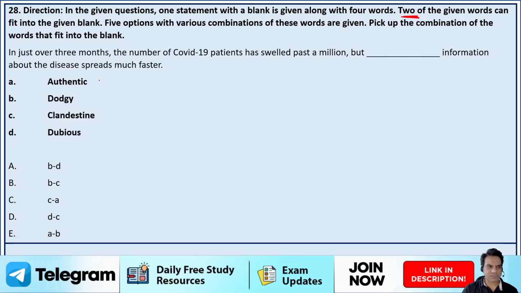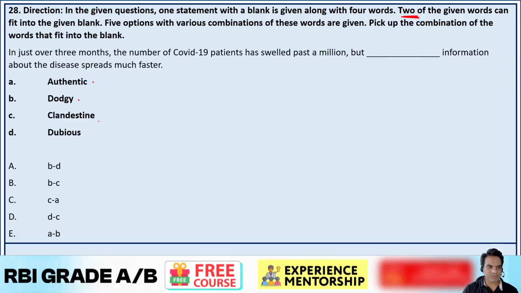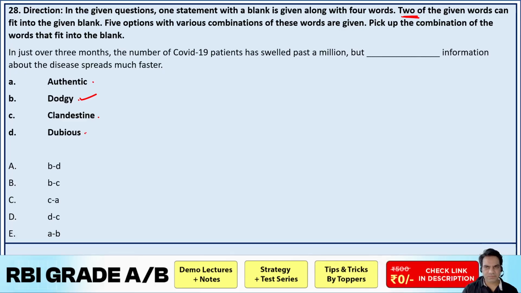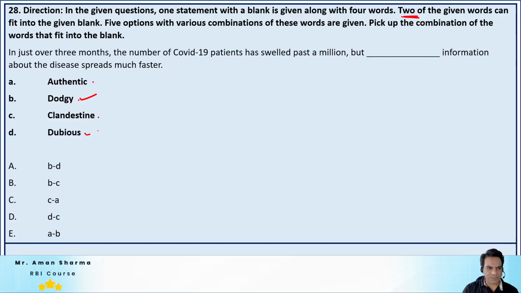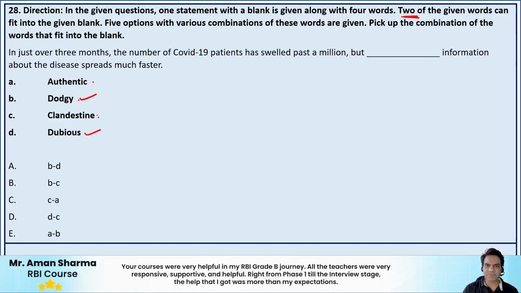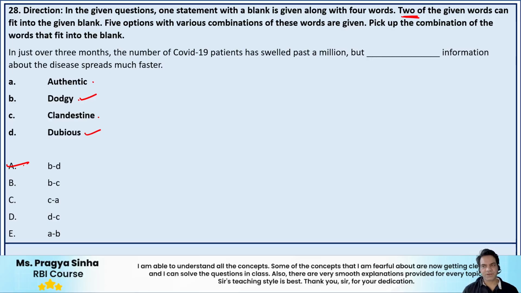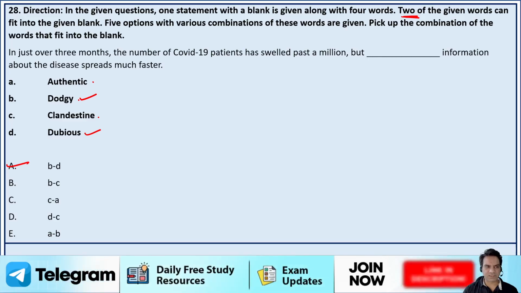But dash information: authentic information, dodgy information, clandestine information, dubious information. Yes guys, dodgy is fake information, and dubious is again wrong information. Clandestine is something which is hidden. Authentic is real. So B and D. Yes, option A is your correct answer. So, but dodgy information, dubious information about the disease spreads much faster.